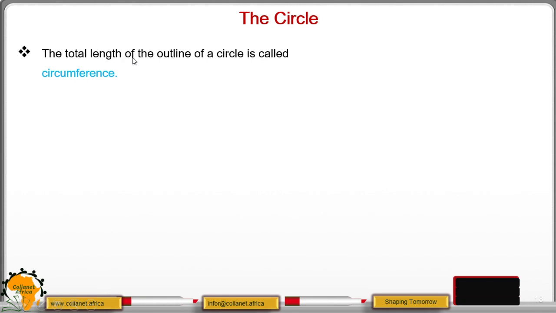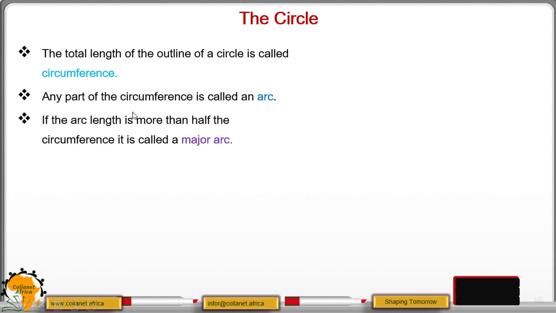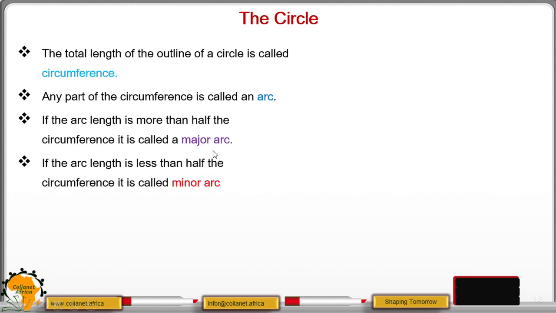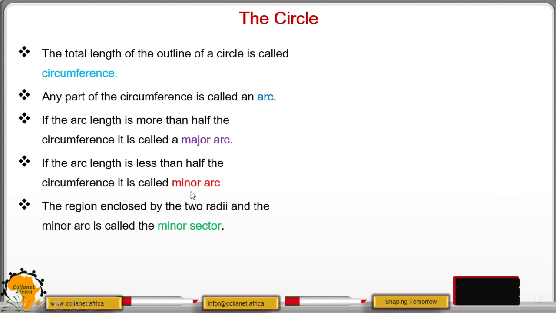Now, the total length of the outline of a circle is called the circumference. When you go round the circle, that is what we call the circumference. But any part of the circumference is called an arc. If the arc length is more than half the circumference, it is called the major arc. And if the arc length is less than half the circumference, it is called the minor arc.